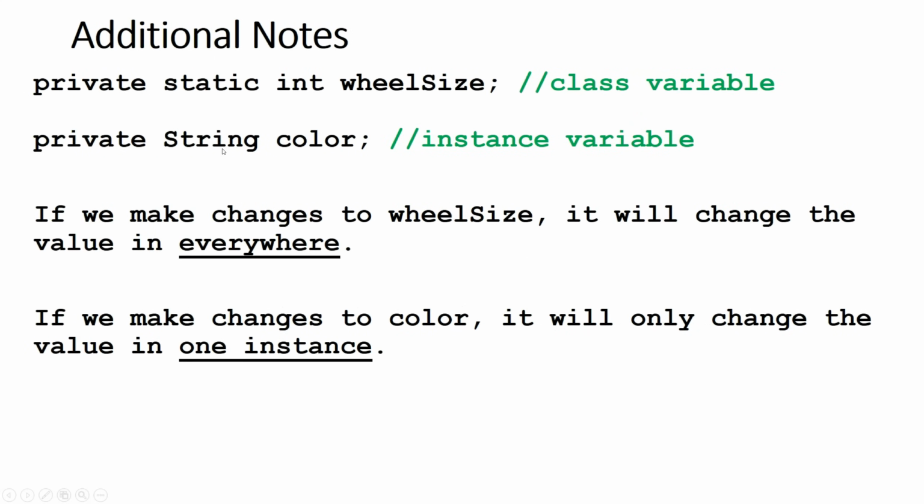Some additional notes. The private static int wheel size is a class variable. Private string color is an instance variable, and we know that because static means it's a class variable. No mention of static means it's an instance variable. If we make a change to wheel size, since it is a class variable, it will change the value everywhere. And if we make a change to color, which is an instance variable, it will only change the value in one instance. That concludes a basic overview of what classes are and what objects are in Java.